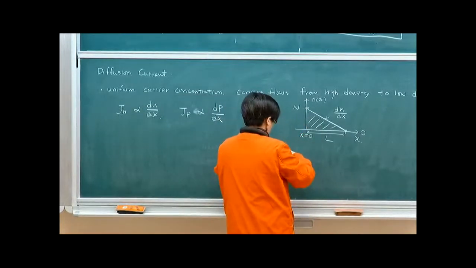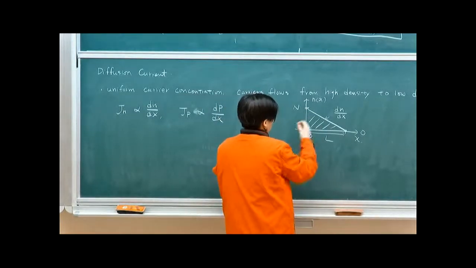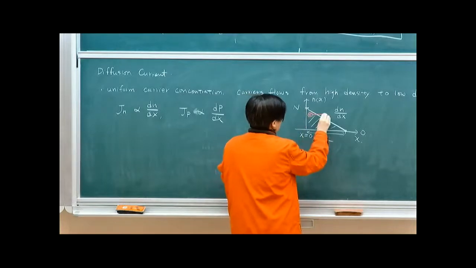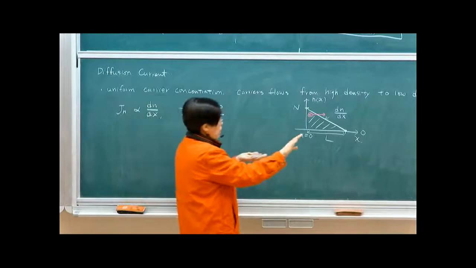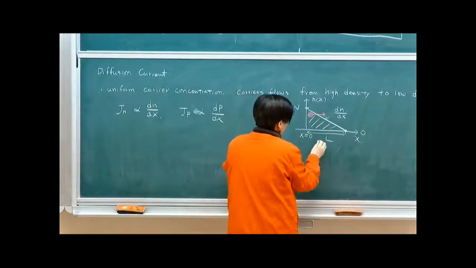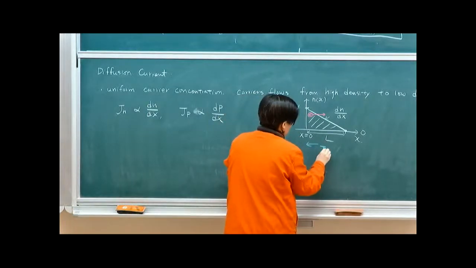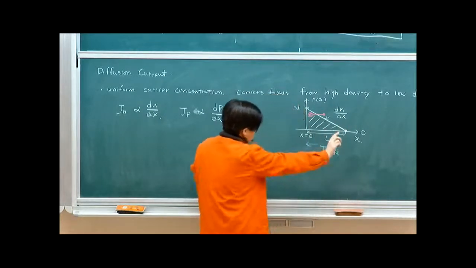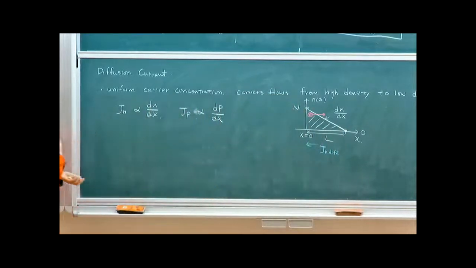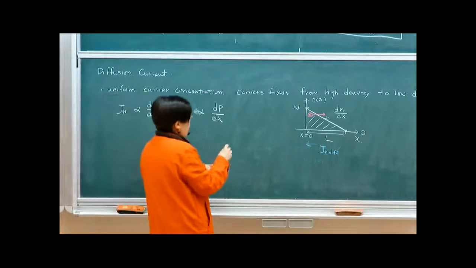So the electrons will move from here to here. Right? The moving direction is this, but the current direction is this. Electrons are moving in the right direction, but the current is moving in the left direction. That's diffusion of electrons.